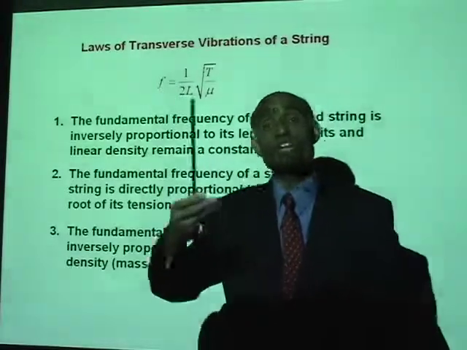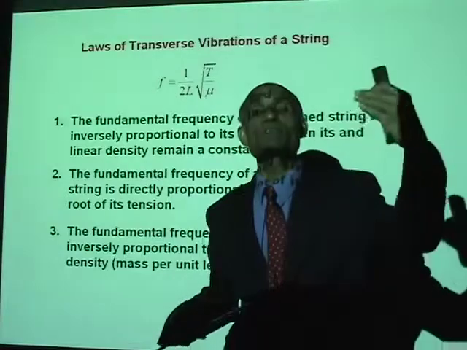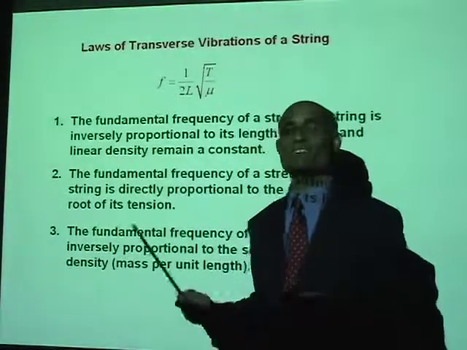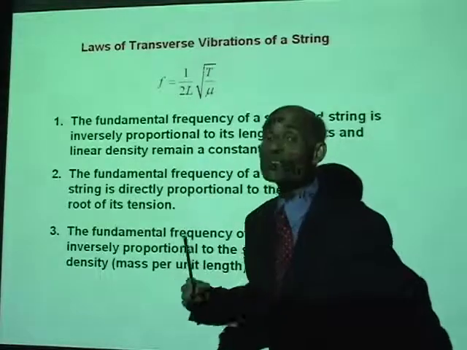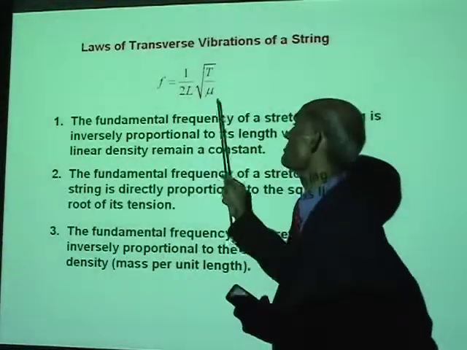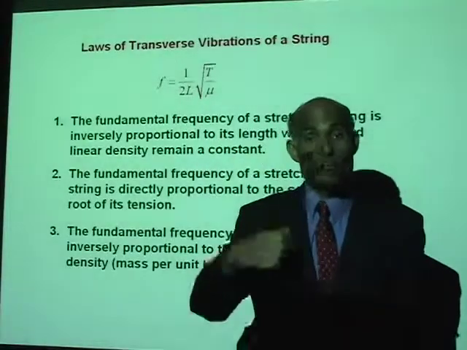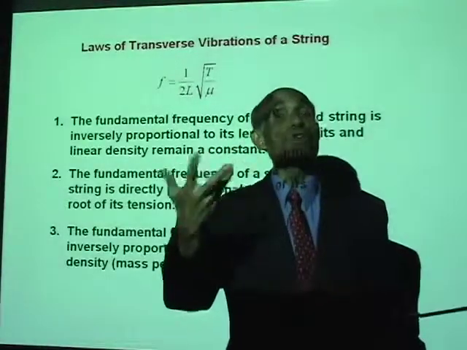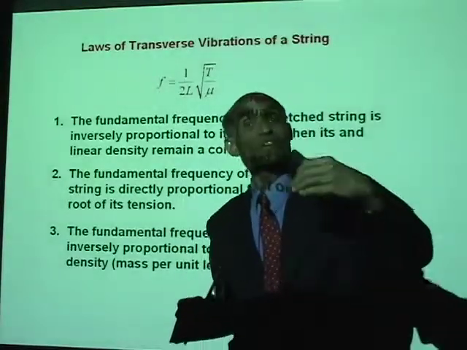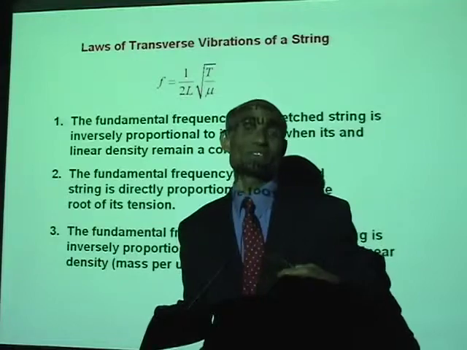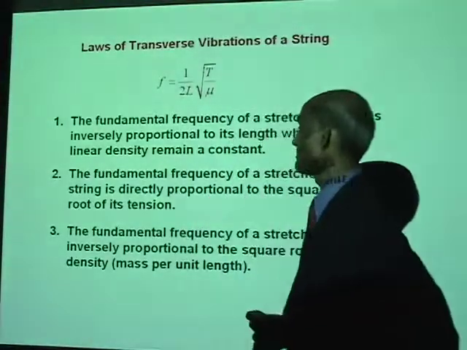That means a thicker wire, tell me, will it produce a high frequency or a low frequency? A wire is thick means mass per unit length is greater. When mu is greater, the frequency will be low. So a thick wire will produce a low frequency. If you look on the guitar, there are different thicknesses of the wires. They are meant to produce varying frequencies.